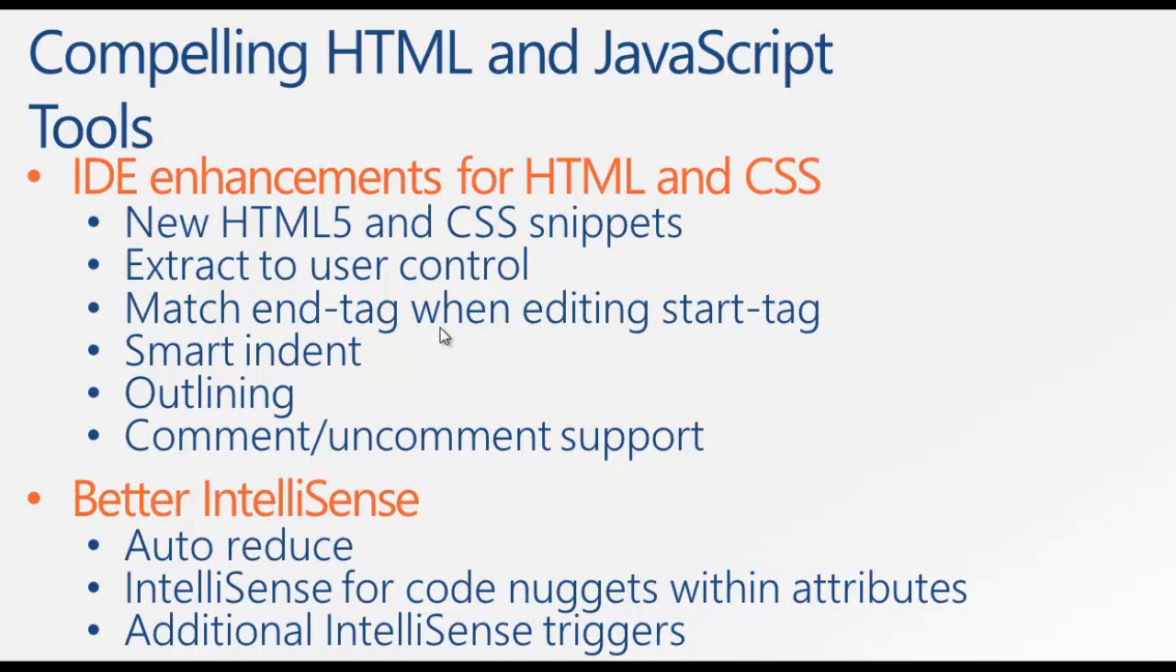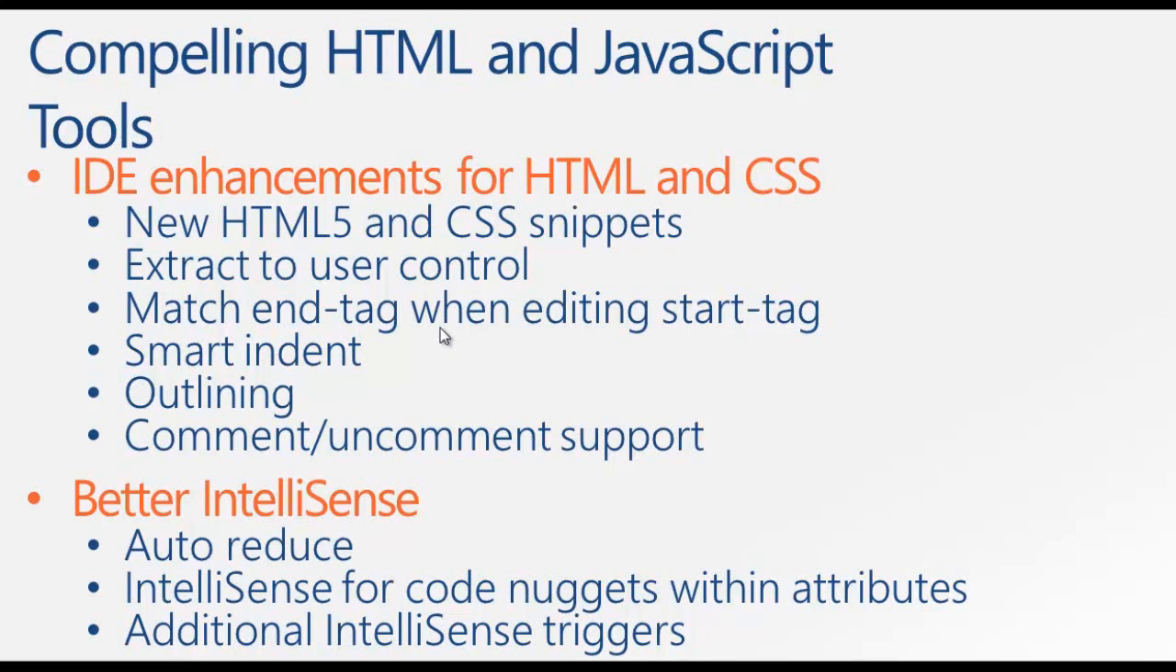To make it really super productive when you're working with HTML and CSS, we've done a lot of work around the code editor itself. For example, when you start editing a line of markup and you start putting in a start tag, as soon as you close that start tag, we'll match that with an end tag for you and we'll keep them in sync so that it's very simple to start writing code very quickly. Other things like smart indent and outlining and comment-uncomment support for HTML and CSS are big wins for developers, being able to get the type of capabilities that used to be only available for C# and VB.NET users.